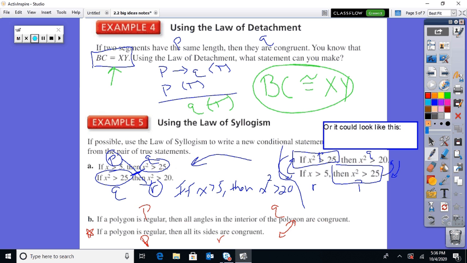So you have to be careful. It has to flow PQ, QR. This flows PQ, PR. So in this case, we would say no conclusion. So there's law of detachment, law of syllogism.